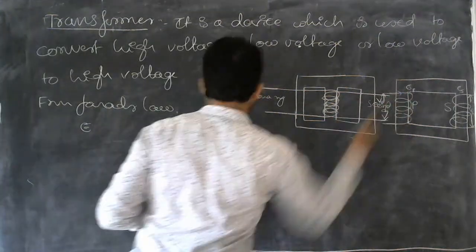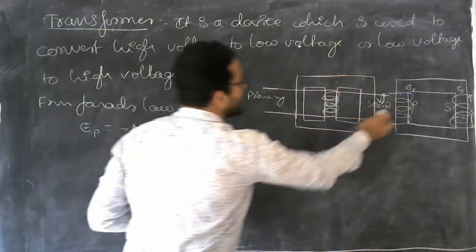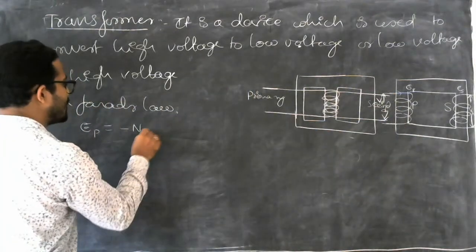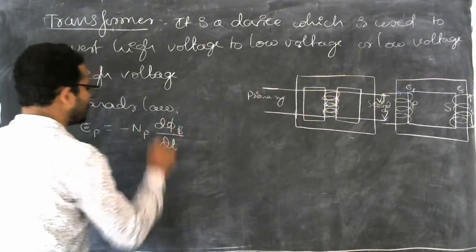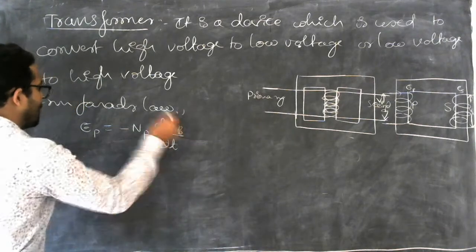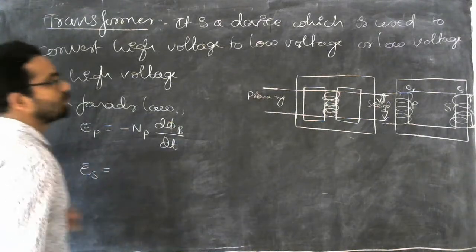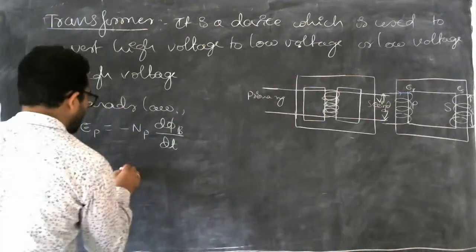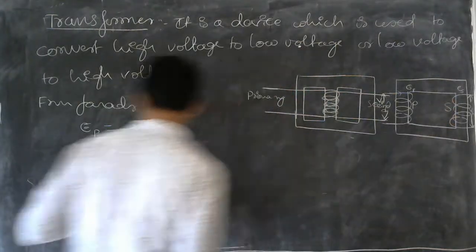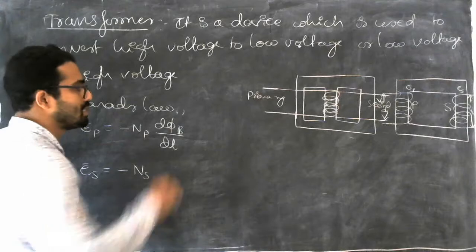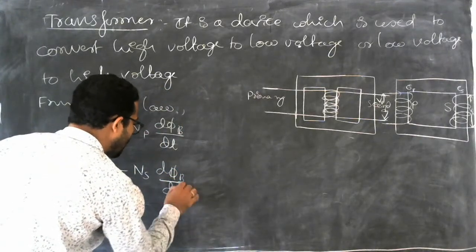Let's write EP. EP is equal to minus number of turns in the primary, let's call it NP, into d phi B by dt. And from Faraday's law, we can also write ES as minus NS, number of turns in the secondary, into d phi B divided by dt.